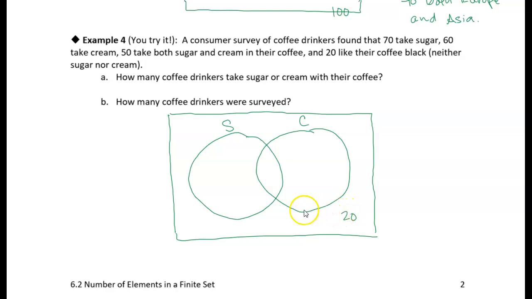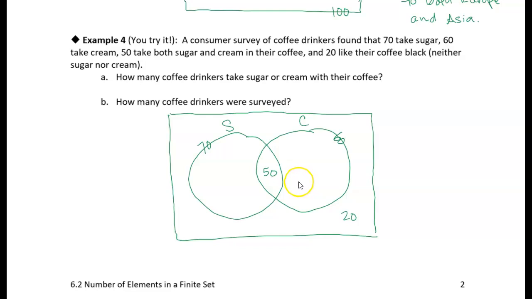All right, so let's take a look at the information we're given. 70 take sugar. All right, now some of those sugar people might also like cream in their coffee, but we just know that 70 people take sugar. We don't know anything about their cream habits. We also know that 60 people like cream. Okay, so in that set of 60 people, some of them might take sugar as well, but all we know is that they do take cream. All right. Now, 50 people take both. Okay, so that's in the intersection. Now we know that 50 people like both sugar and cream in their coffee. So we ought to be able from that to figure out everything else.